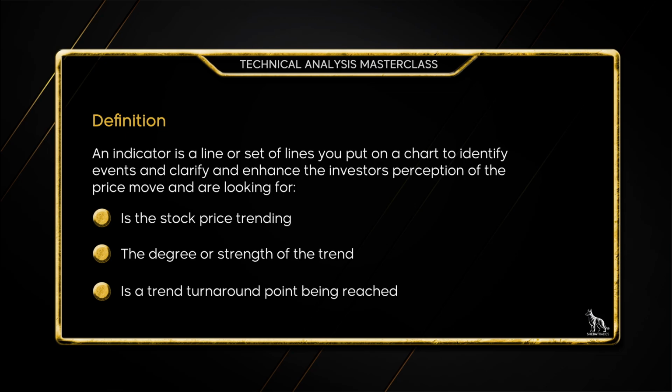And an indicator is a line or a set of lines or some type of mark you put on your chart to identify events and clarify and enhance the investor or trader's perception of the price move. We are looking for things like: is the stock price trending? Is it going a certain direction? How strong is the trend? Is a trend turnaround point about to be reached? So that's what our indicators are telling us.